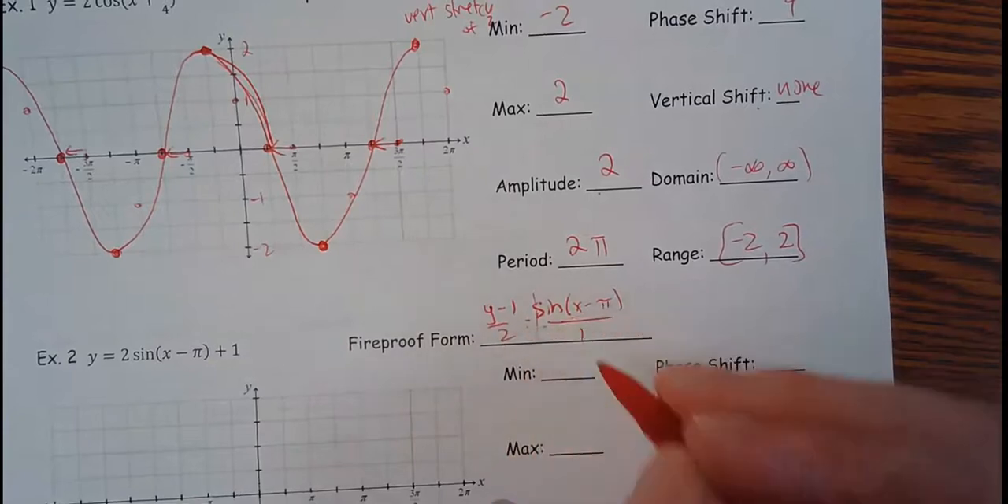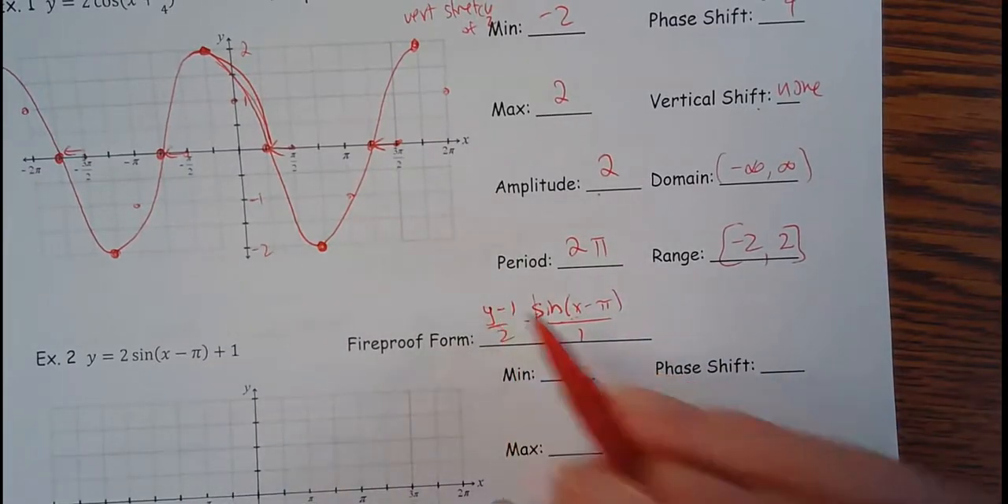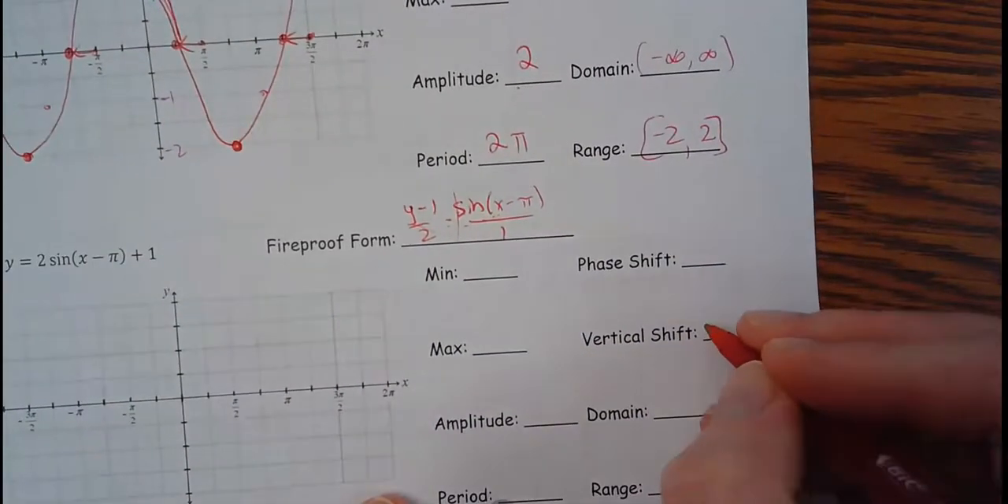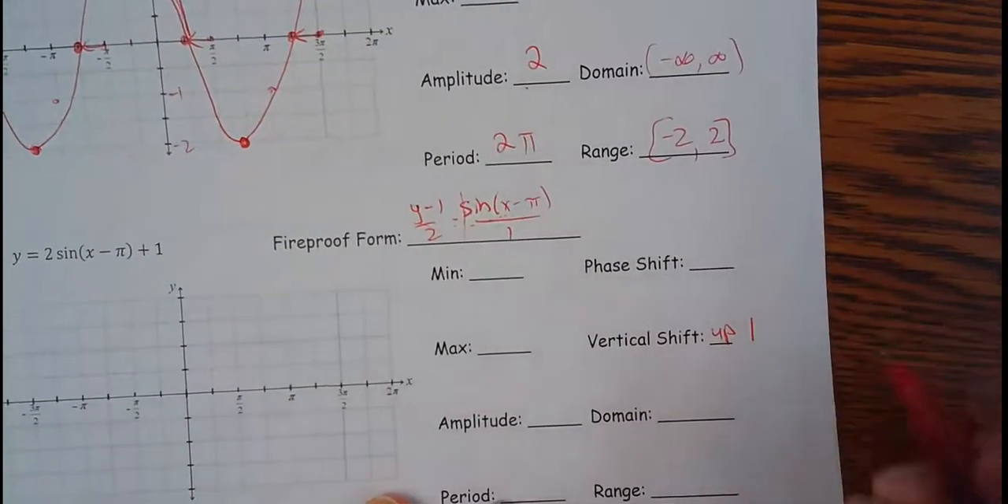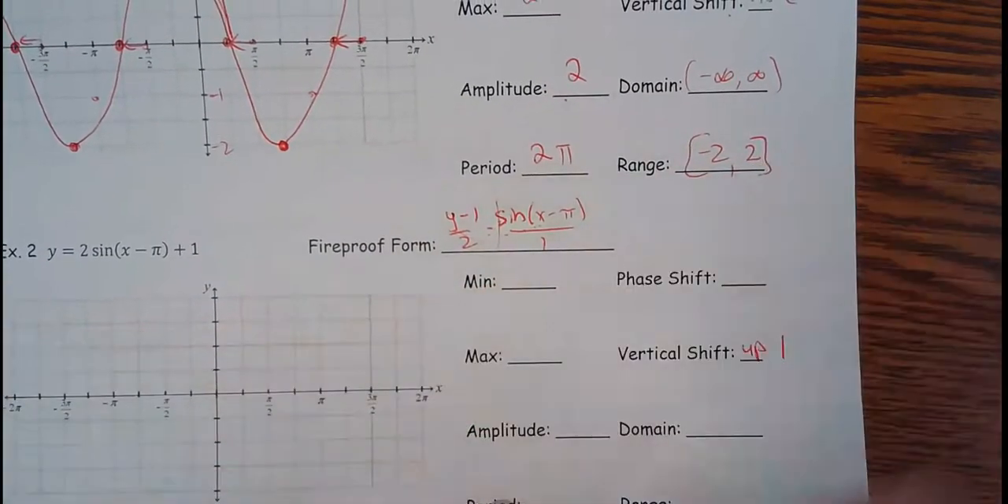Again, if I'm looking at it this way, vertically, I'm going up 1. So vertical shift, I can say up 1. And that's the baseline. So the baseline was here. It's going to go up. Whatever I decide 1 unit is, it's going to go up.